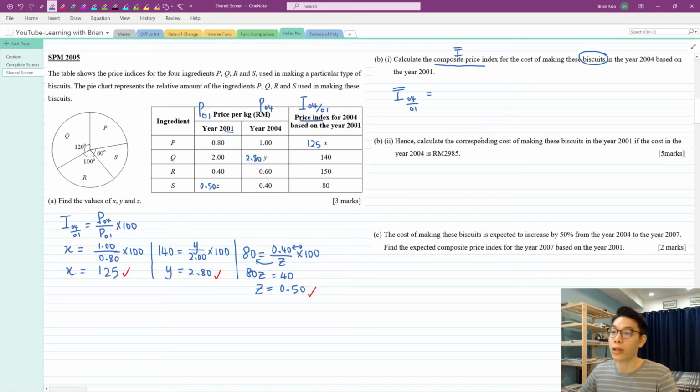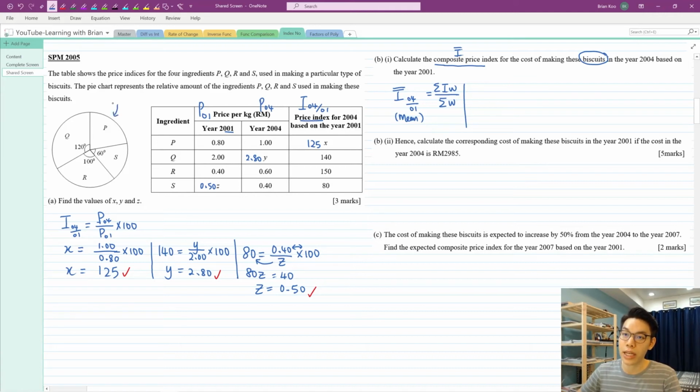Since we have all of the weightage in this pie chart, and we have all of the index of 04 based on 01, I think we can use the mean formula, remember? The I and W all added together for each ingredient P, Q, R, S, we write as a sigma, divided by all the weightage added together, and this is the formula. I'll just put this at the side, but before that let me extract the weightage.